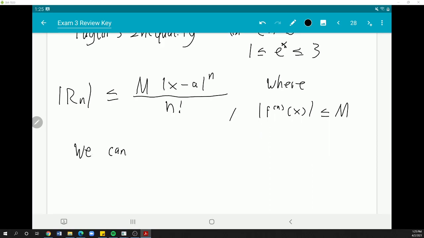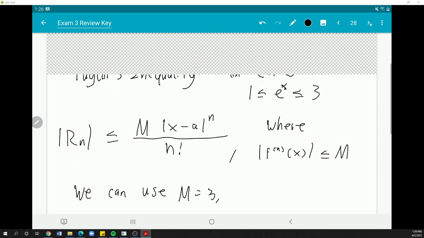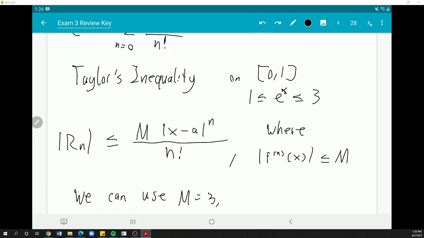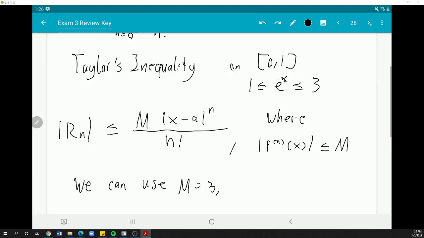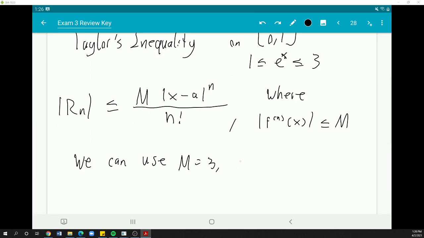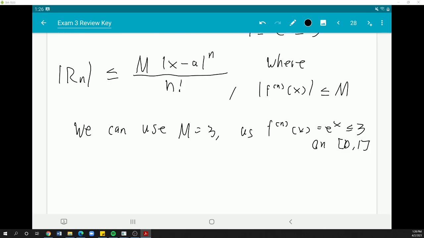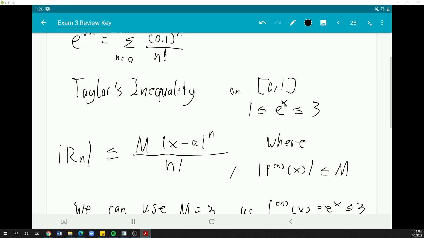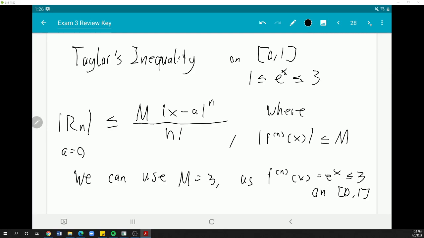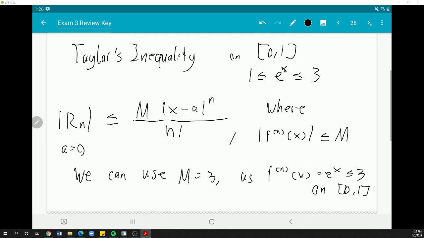So we can use M equals 3 by what we said here. That's as big as e to the x even gets. And e to the x is its own derivative. That's important. As f^(n)(x) equals e to the x, which is less than or equal to 3, again, on 0 to 1. So we're using that e to the x is its own derivative here, but that's what we get. And a is 0. Did I write that yet? No. A is 0 because that's where this Taylor series is naturally centered.